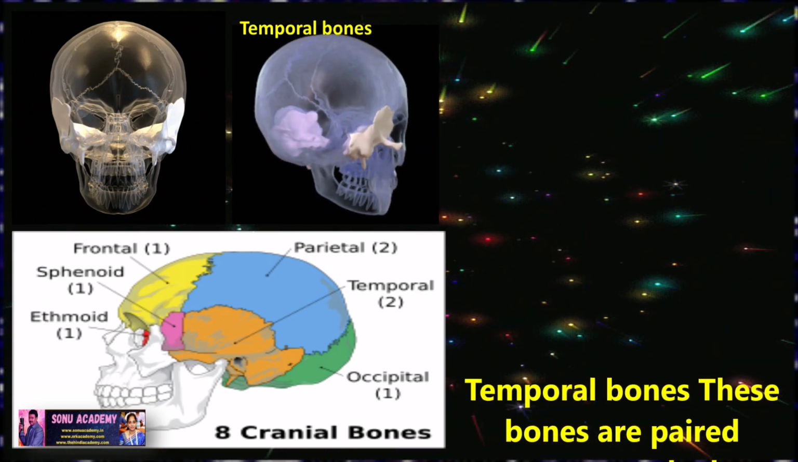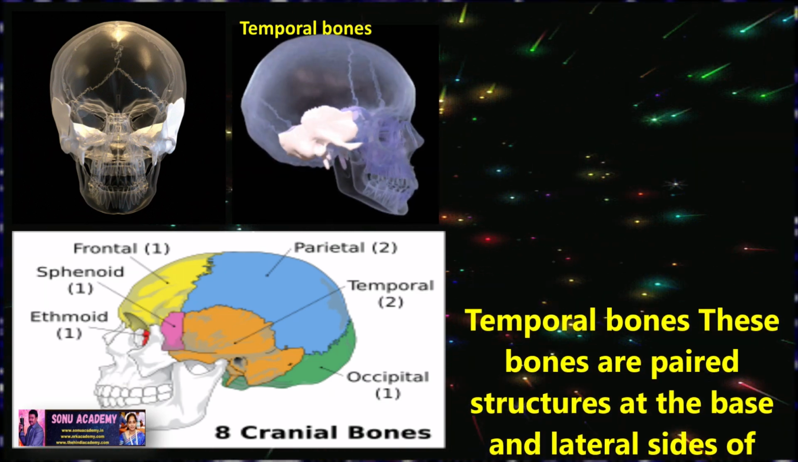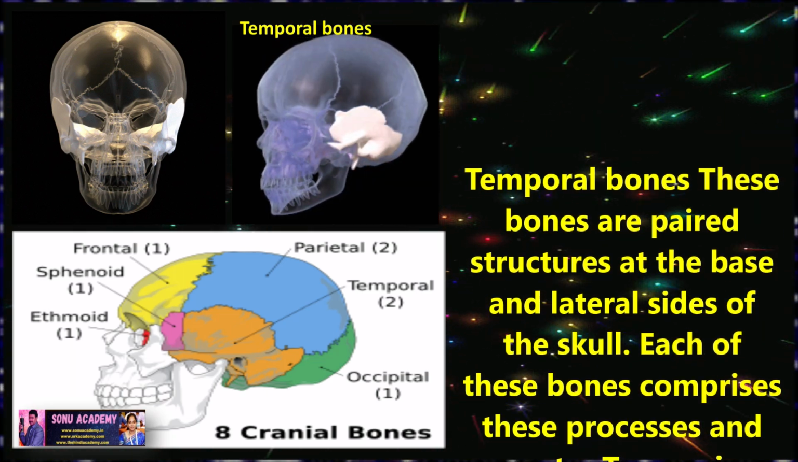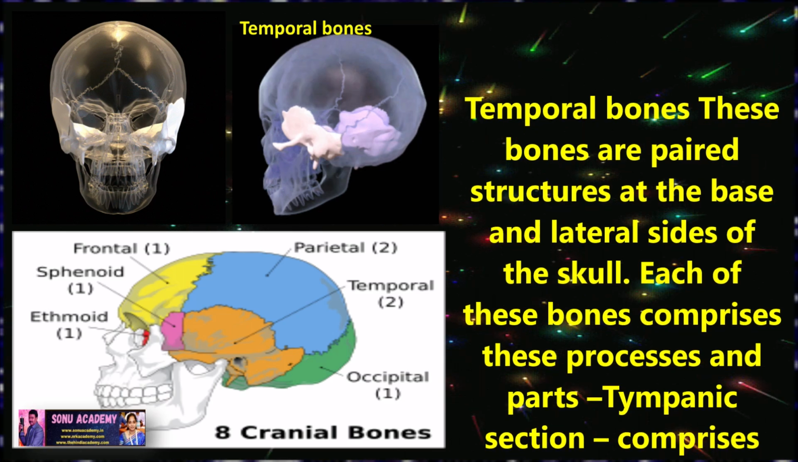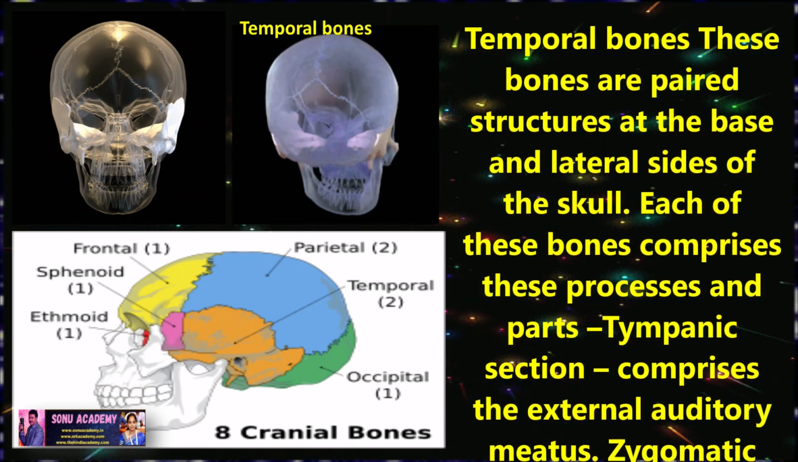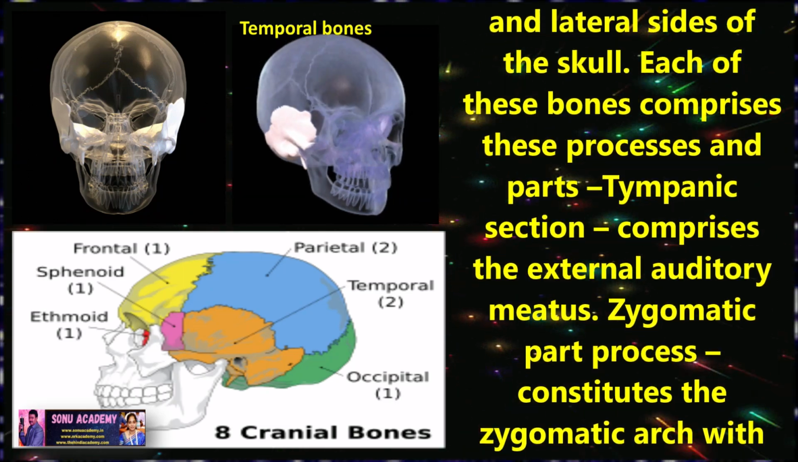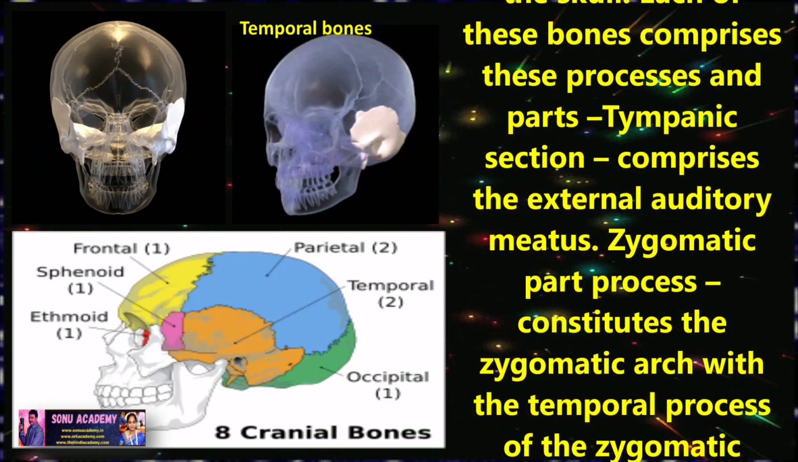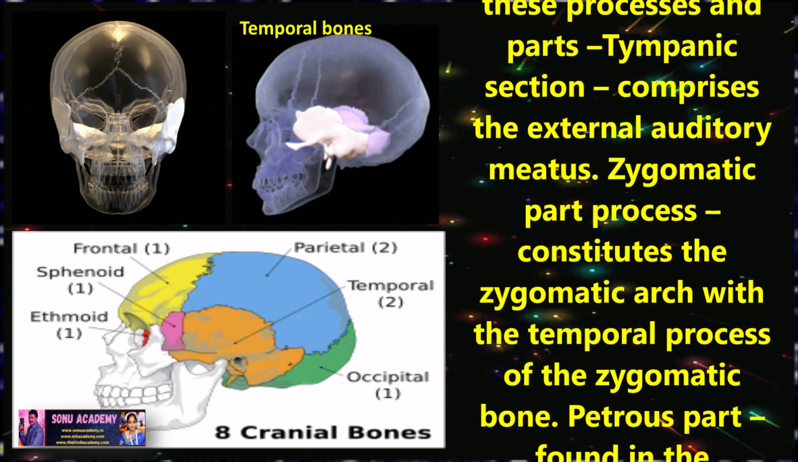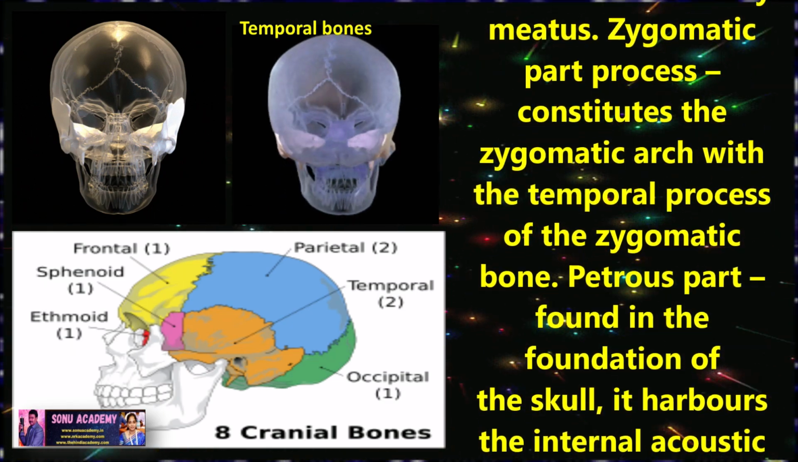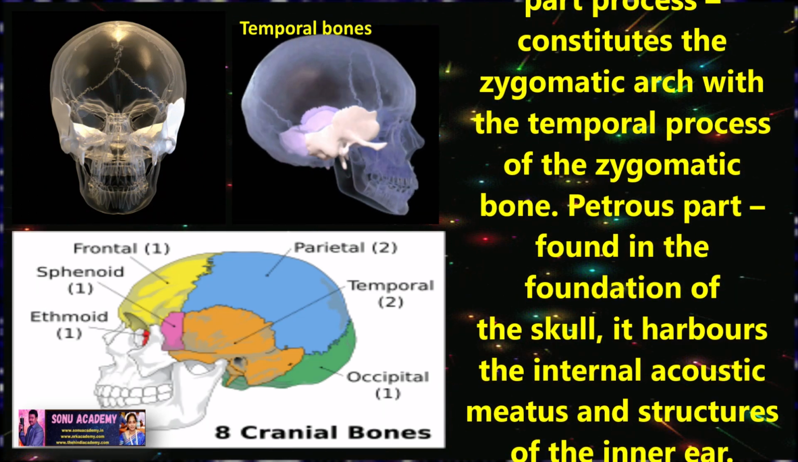Children, let us discuss the temporal bones. These bones are paired structures at the base and lateral sides of the skull. Each of these bones comprises processes and parts. The tympanic part comprises the external auditory meatus, and the zygomatic process constitutes the zygomatic arch with the temporal process of the zygomatic bone. The petrous part is found in the foundation of the skull.